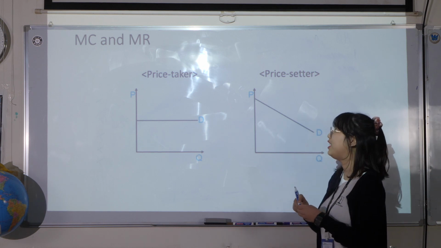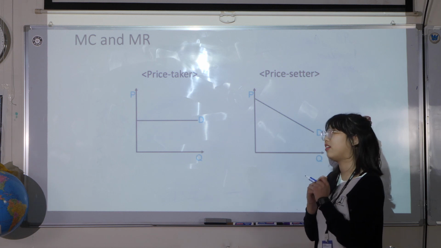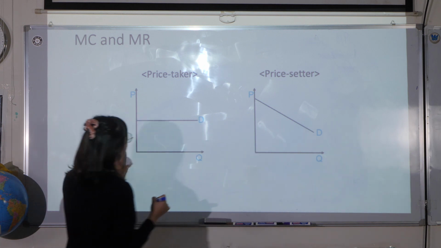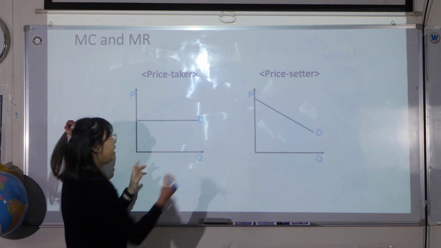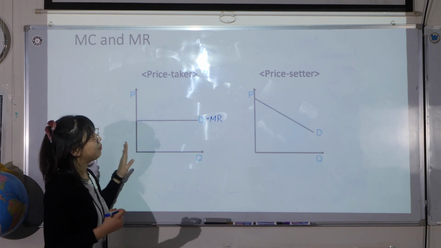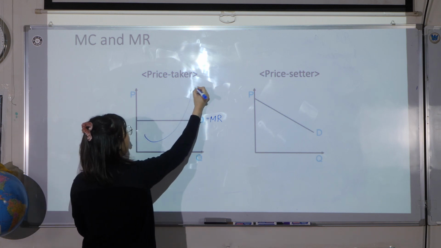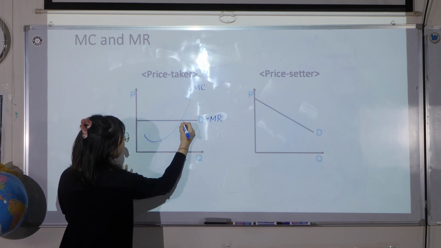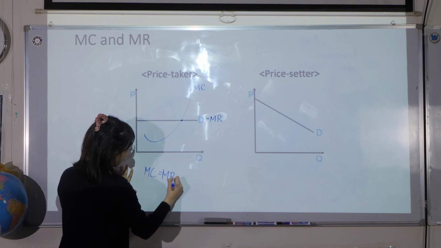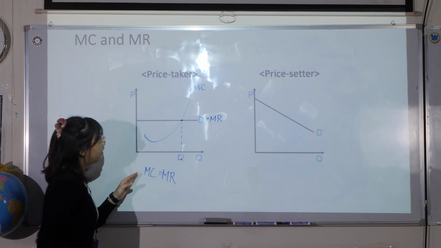Now it's MC and MR. As I said before, it's to compare their loss minimization. For price takers, their demand curve will be the same as their marginal revenue. I hope you guys remember this. And for marginal cost, it'll look like this, right? And at this point, when MC equals MR, they're maximizing their profit.